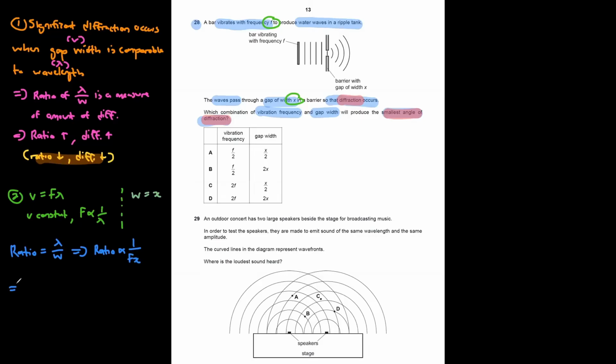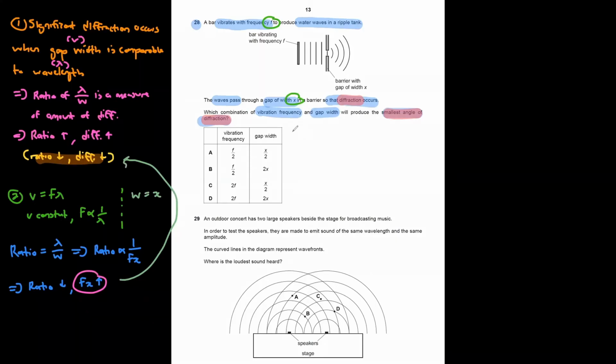So here we can say this. If you want the ratio to be as small as possible, the fX must be as big as possible. This is what we want to use in our current question. We want to find the product of fX. The bigger the amount, the smaller our ratio, so the smaller our diffraction. Because this relates to what we have done right over here.